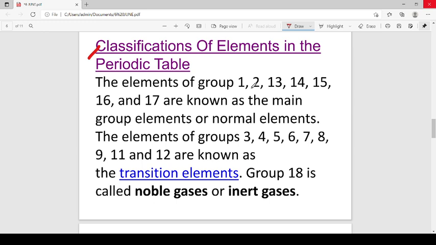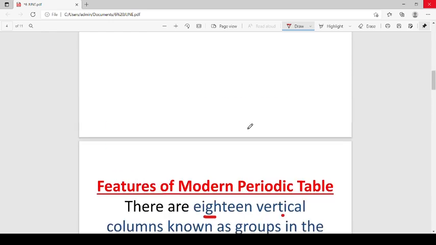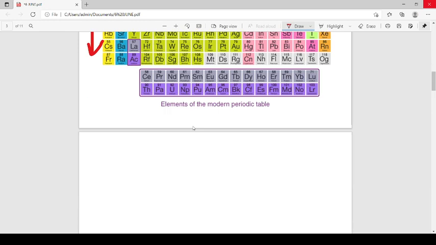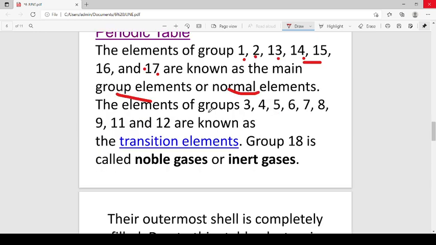Now, all the elements of group 1, 2, 13, 14, 15, 16, 17 are known as the group elements, or the normal elements. You had noticed that we had not studied about these groups. They all are the normal elements, whereas about these you are going to study further.